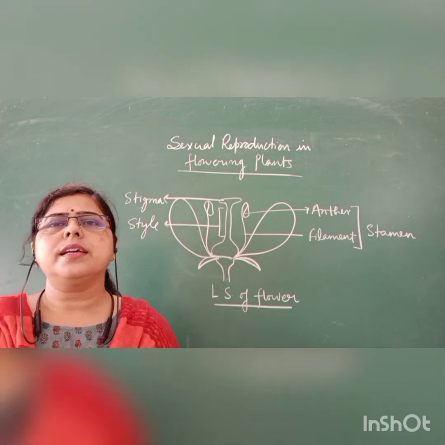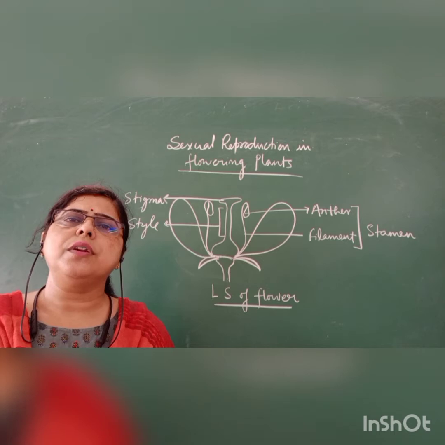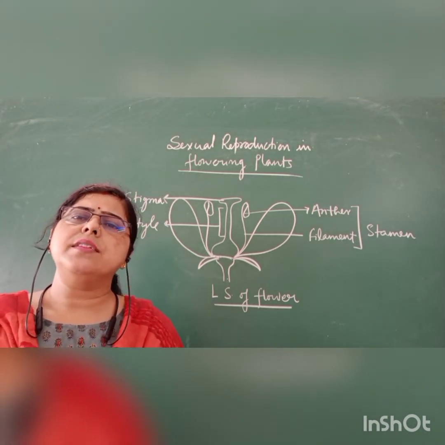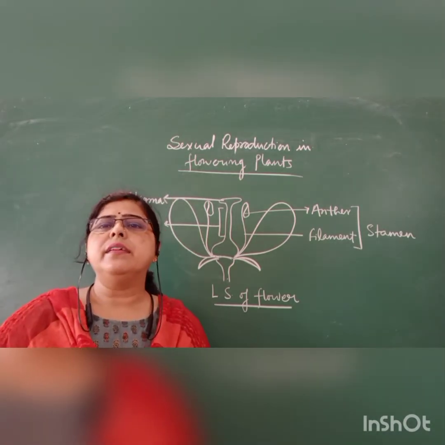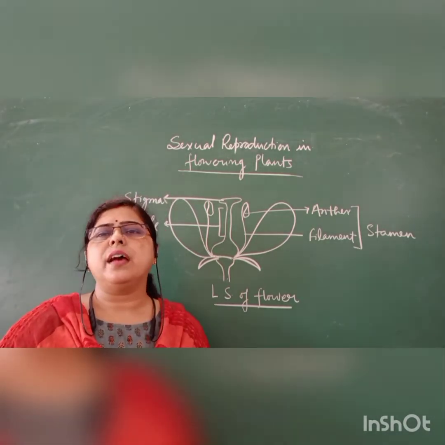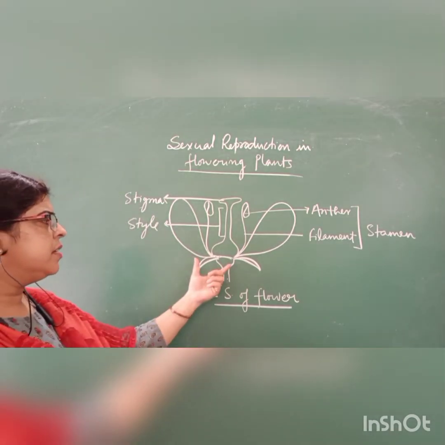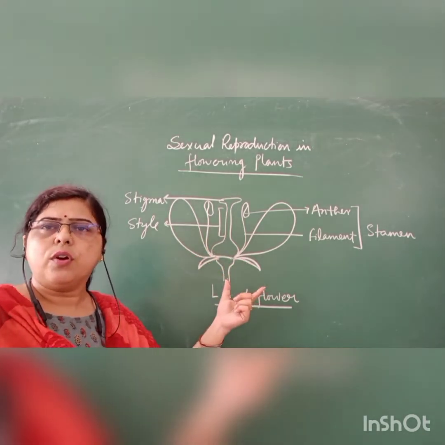Going to start the second chapter of the Biology class 12, sexual reproduction in flowering plants. As you all know, the flower is a fascinating organ in all angiospermic plants. They are kept under the phanerogams, so they have flowers. Flower is the reproductive organ. It has the male reproductive organ as well as the female reproductive organ also.